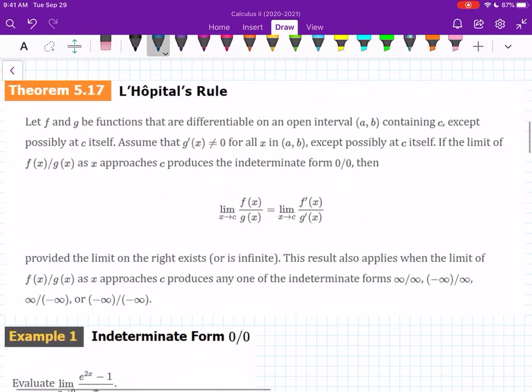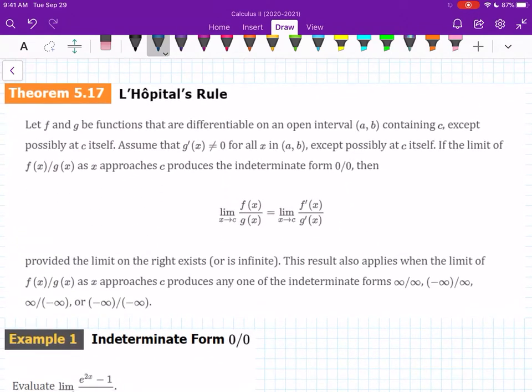What L'Hopital's rule says, it has all these words, but it basically says if I have two functions that are differentiable on an interval containing my point that x is approaching, okay, so x is approaching c, they don't have to necessarily be continuous at that point, or differentiable at that point, but they do need to be differentiable over the interval. All right, so we're assuming that the denominator isn't equal to 0.